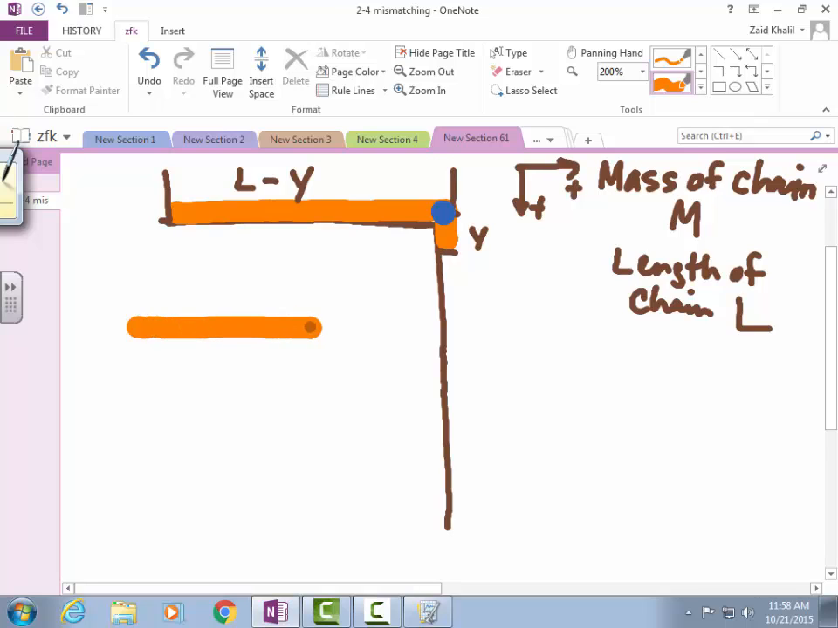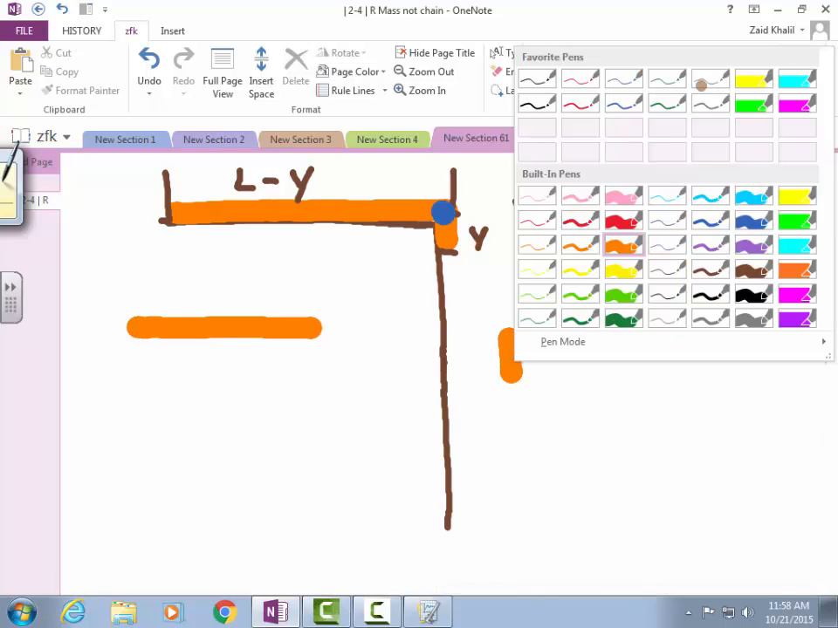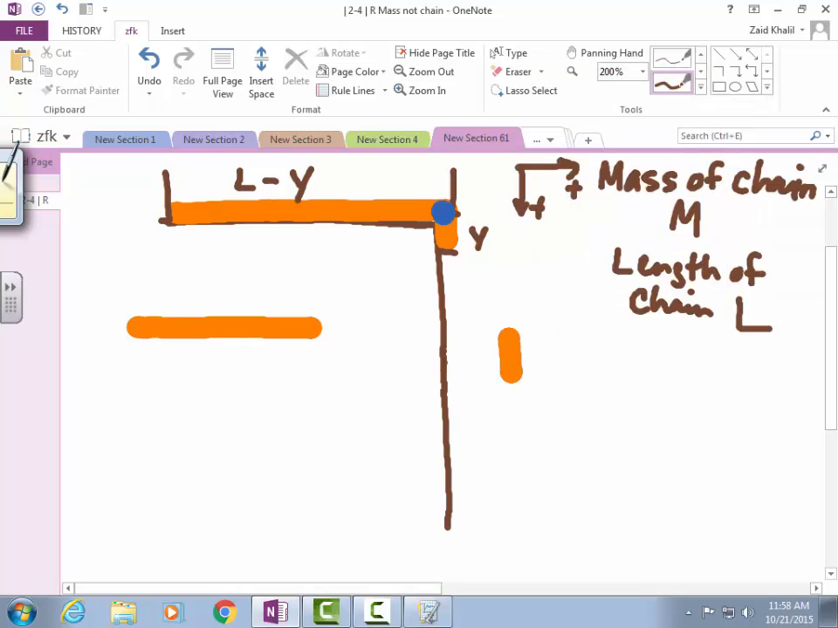Now I'm going to look at my two segments. Here's my two segments. Free body diagram. So I should probably call one M1 and one M2, right? Maybe I'll call this one M1 and call this one M2. So what are the forces acting on M1? Gravity and tension. And where is this acting? It's acting at the top.